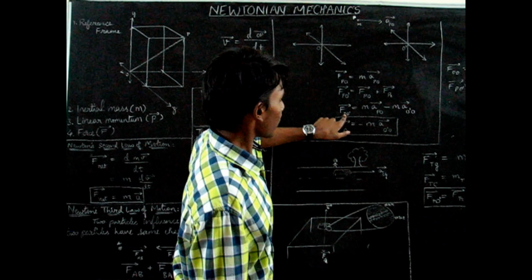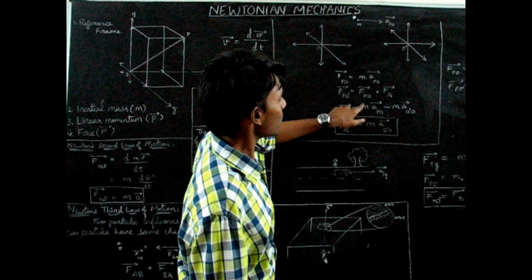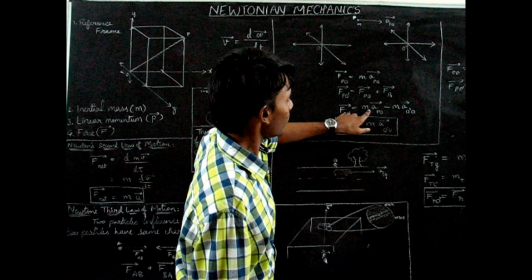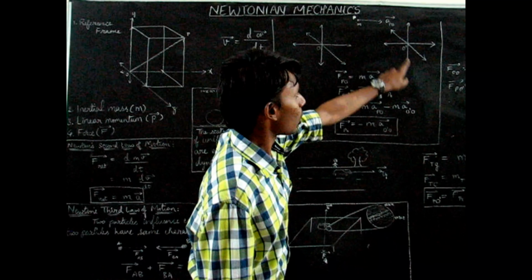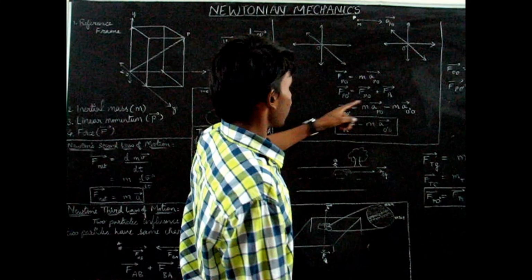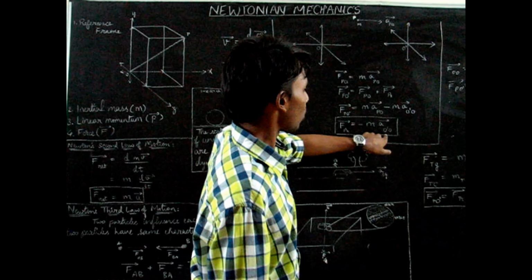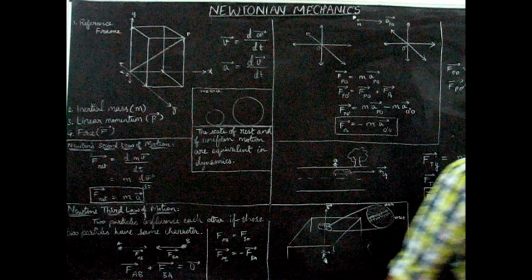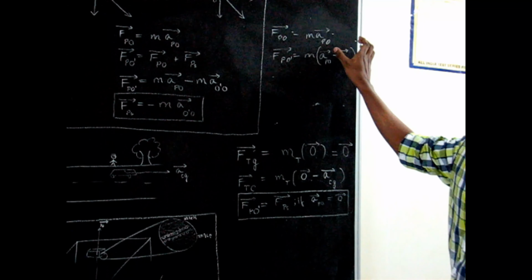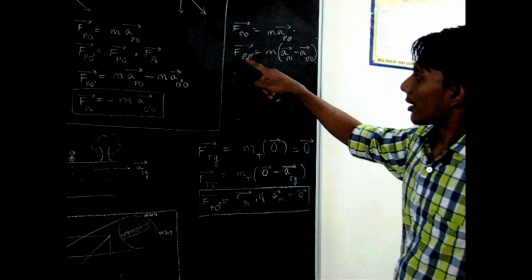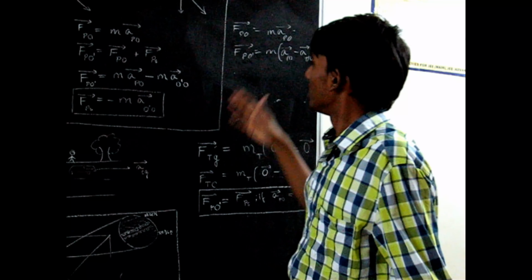This is the force acting on the particle with respect to non-inertial reference frame, which equals force on the particle with respect to inertial reference frame minus mass into acceleration of the non-inertial frame with respect to inertial reference frame, and the pseudo force is minus mass into acceleration of non-inertial reference frame with respect to inertial reference frame. Here we can again write that as force of the particle with respect to non-inertial reference frame is equal to mass into acceleration of particle with respect to inertial reference frame minus acceleration of the non-inertial reference frame with respect to inertial reference frame. If these two accelerations are same, then the force acting on the particle with respect to non-inertial reference frame will be 0.